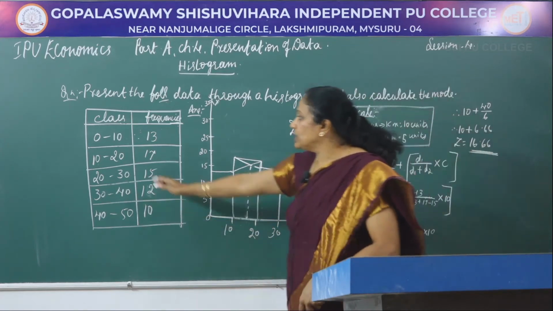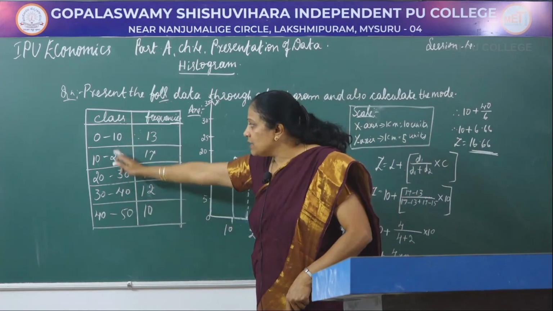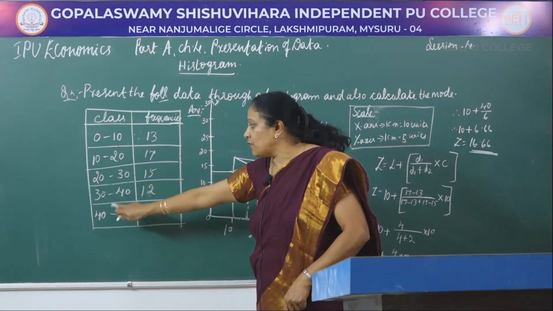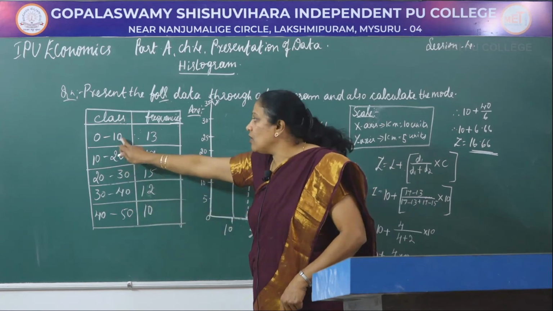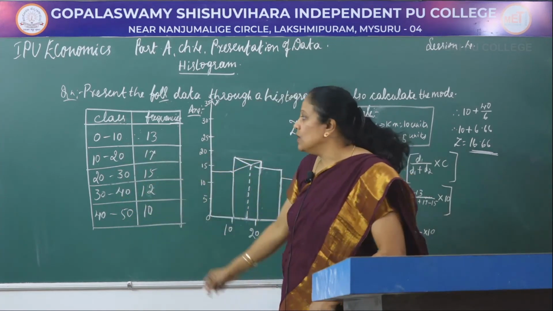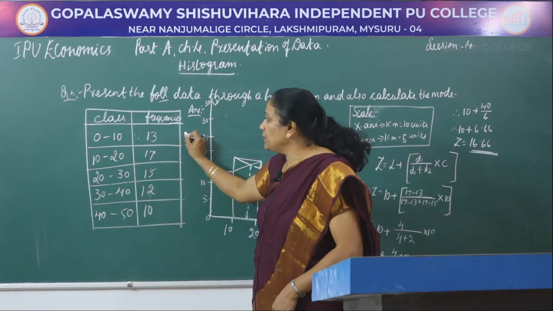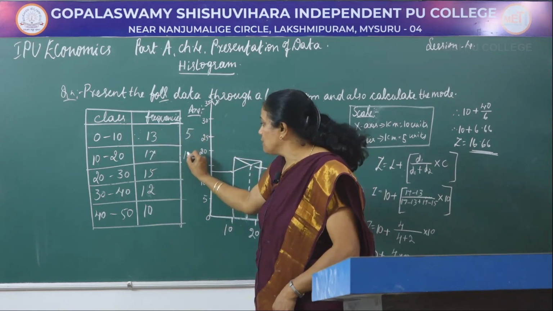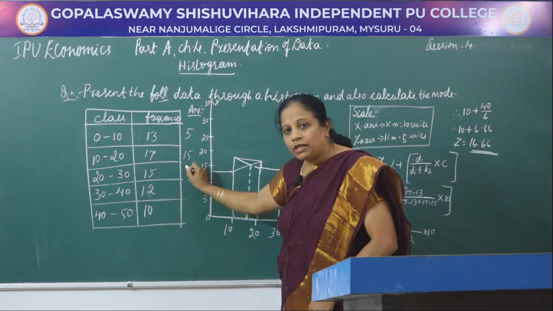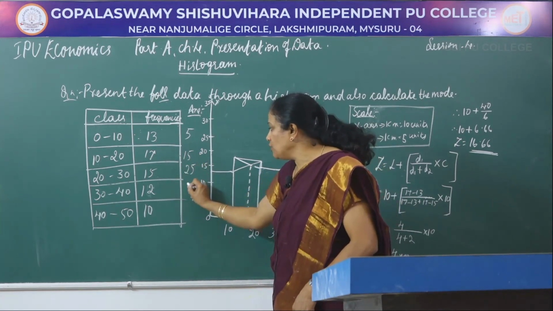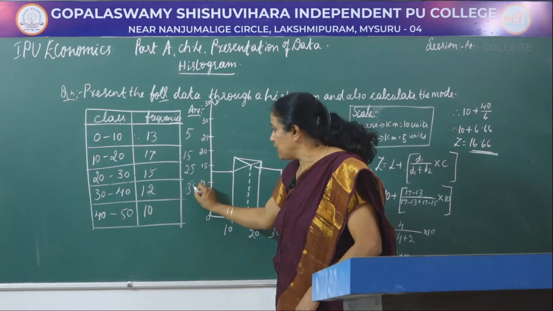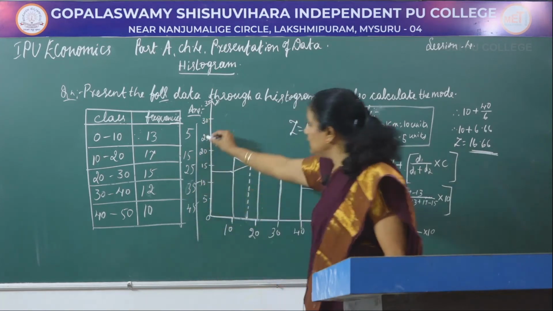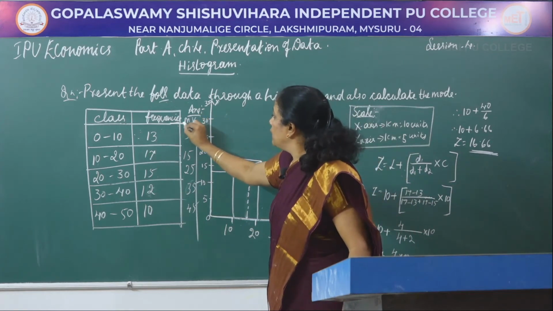So you all know that the classes here are 0 to 10, 10 to 20, 20 to 30, 30 to 40 and 40 to 50, and you all know the mid values also. So the mid values are: between 0 to 10 it is 5, between 10 to 20 it is 15, 20 to 30 it is 25, 30 to 40 it is 35, and 40 to 50 it is 45. These are the class mid values.